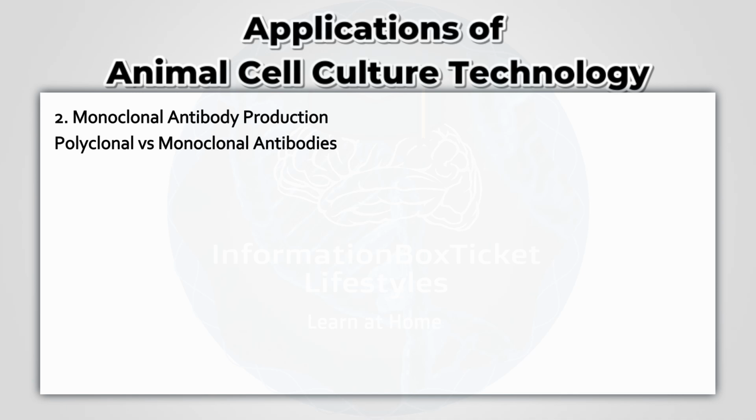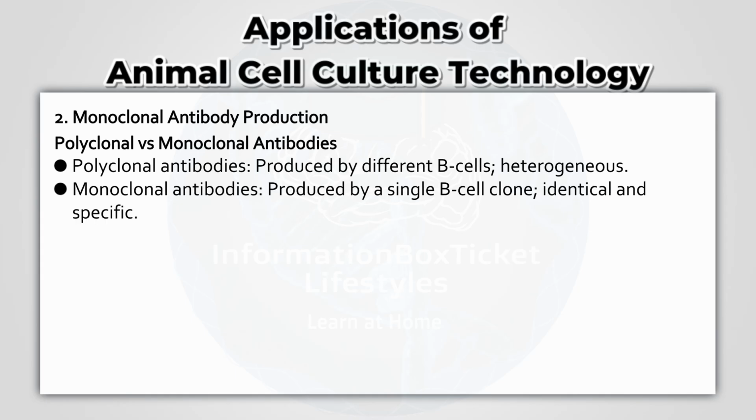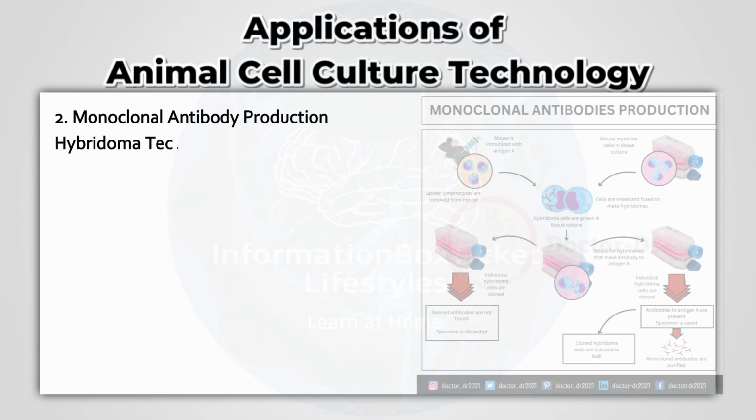2. Monoclonal antibody production. Polyclonal versus monoclonal antibodies. Polyclonal antibodies: produced by different B cells, heterogeneous. Monoclonal antibodies: produced by a single B cell clone, identical and specific.